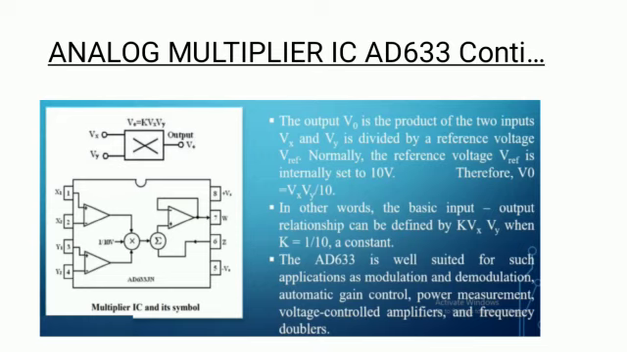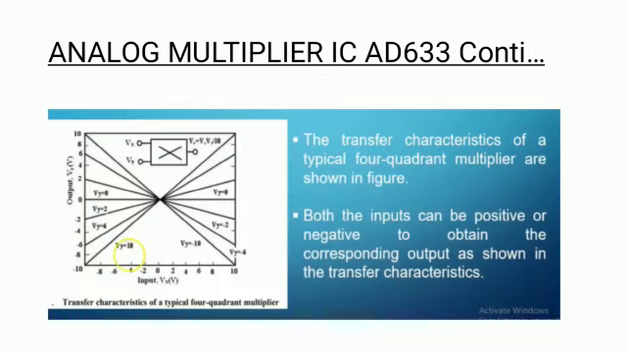Therefore, the output voltage Vout equals Vx into Vy by 10. In other words, the basic input-output relationship can be defined by K into Vx into Vy, where K equals 1 by 10, a constant. The AD633 is well suited for such applications as modulation and demodulation, automatic gain control, power measurement, voltage controlled amplifiers, and frequency doublers.